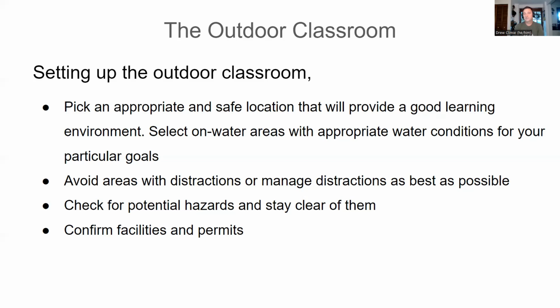Confirm facilities and permits. Facilities could be a building that we're using. It could be where are the restrooms in this location because students are going to need them. Where are change rooms because people might need to change before and after a class. Do we have access to that sort of information?